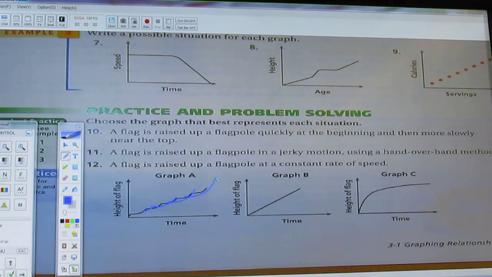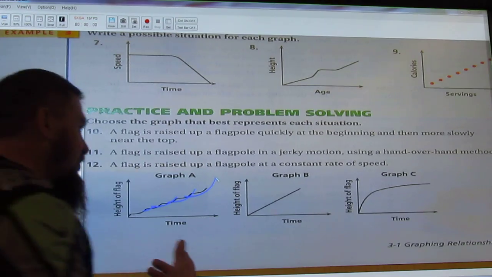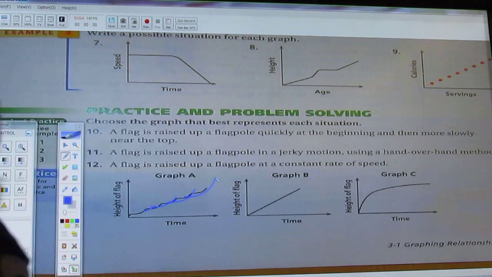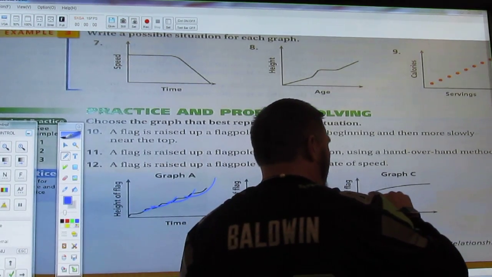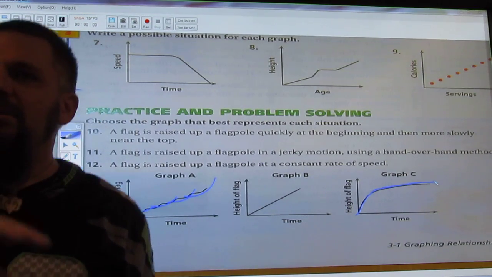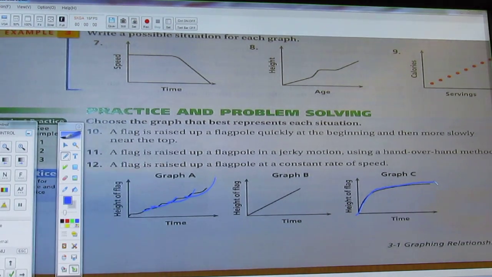If we looked at number 10, a flag is raised up a flagpole quickly and then more slowly, right? So which one is that? This guy or this guy? C. Why C? Because it goes up quick and then it just kind of goes up at a slower motion, right? Does that make sense?